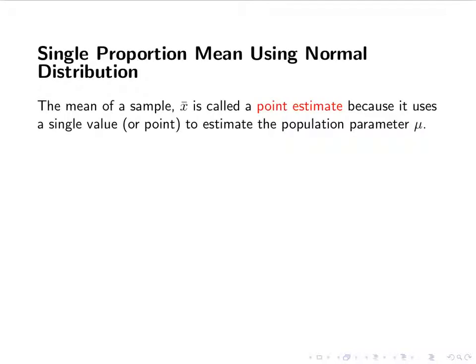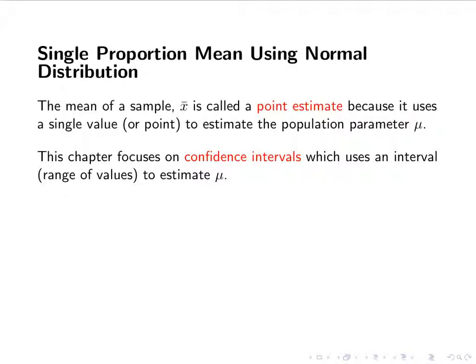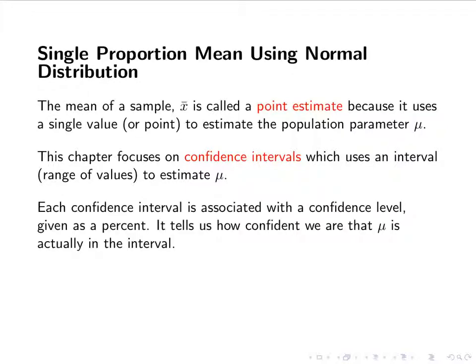Hello everyone, today we're going to look at a single population mean using the normal distribution to find what's called a confidence interval. The mean of a sample, which we denote by x bar, is called a point estimate because it uses a single value, or a point, to estimate the population parameter, which in this case is mu, the population mean. This chapter focuses on confidence intervals, which use an interval or a range of values to estimate mu.